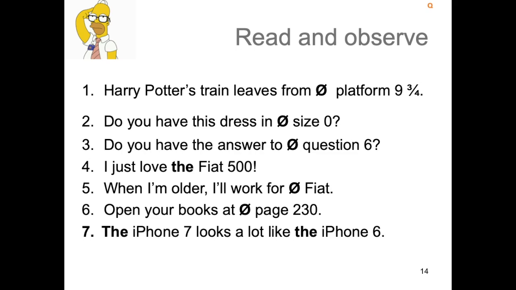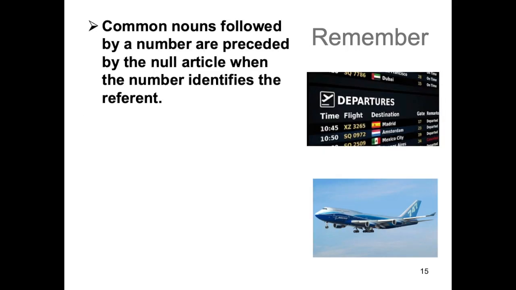Fiat is a brand just like iPhone is. Okay? So here you might want to distinguish between 2 cases and again induce a series of rules. The first thing to remember is that when a common noun is followed by a number, it's going to be preceded by the null article when the number identifies the referent. Example, I'm on flight XZ3265.